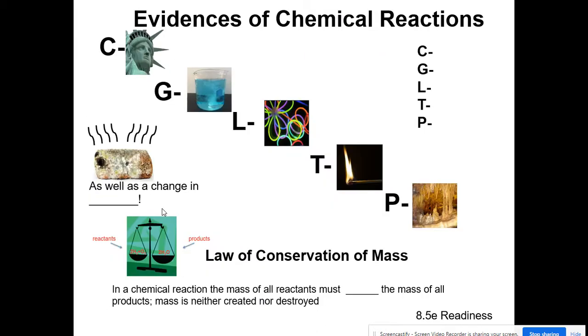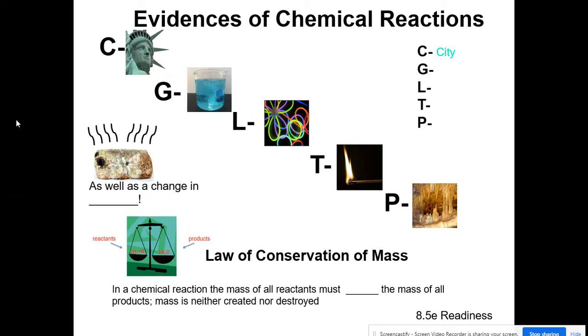Evidences of a chemical reaction. The Statue of Liberty was originally a bronze color, and now it's green. The evidence of a chemical reaction is a color change. The way we remember that is C for color, or city. C, city, C, color.